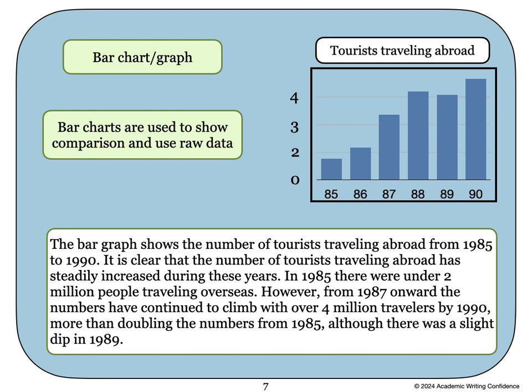The bar graph shows the number of tourists traveling abroad from 1985 to 1990. It is clear that the number of tourists traveling abroad has steadily increased during these years. In 1985, there were under 2 million people traveling overseas. However, from 1987 onward, the numbers have continued to climb with over 4 million travelers by 1990, more than doubling the numbers from 1985, although there was a slight dip in 1989.